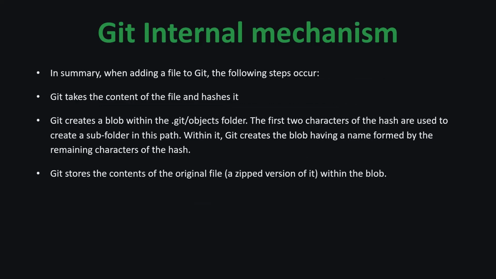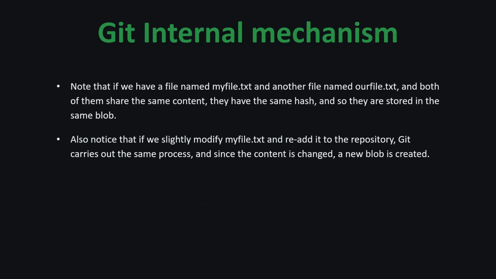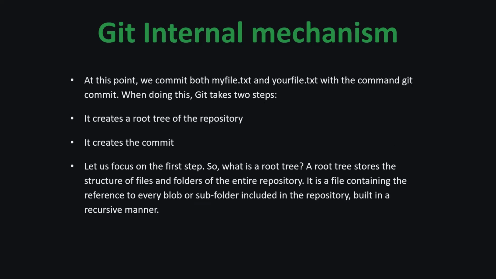In summary, when adding a file to Git, the following steps occur. Git takes the content of the file and hashes it. Git internal mechanism means this. Let me briefly explain the topic names.